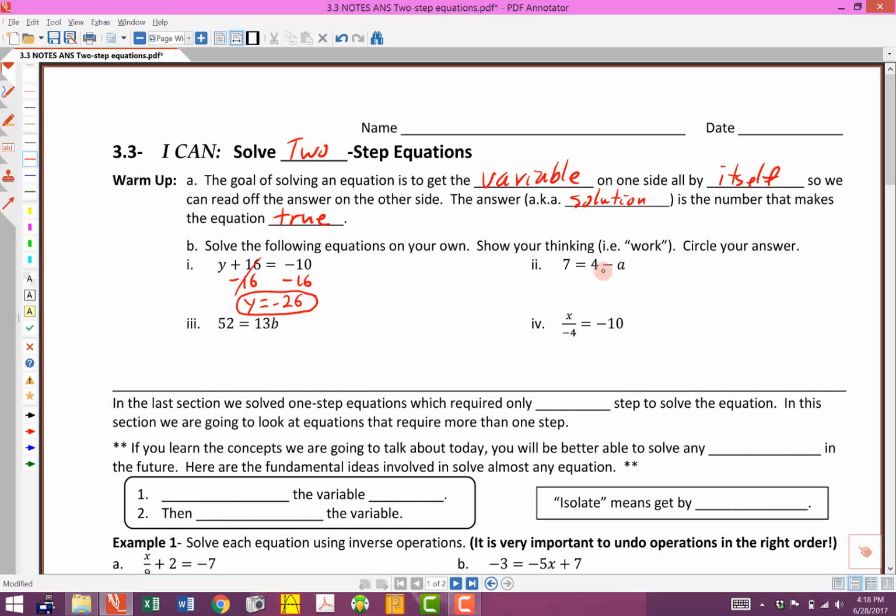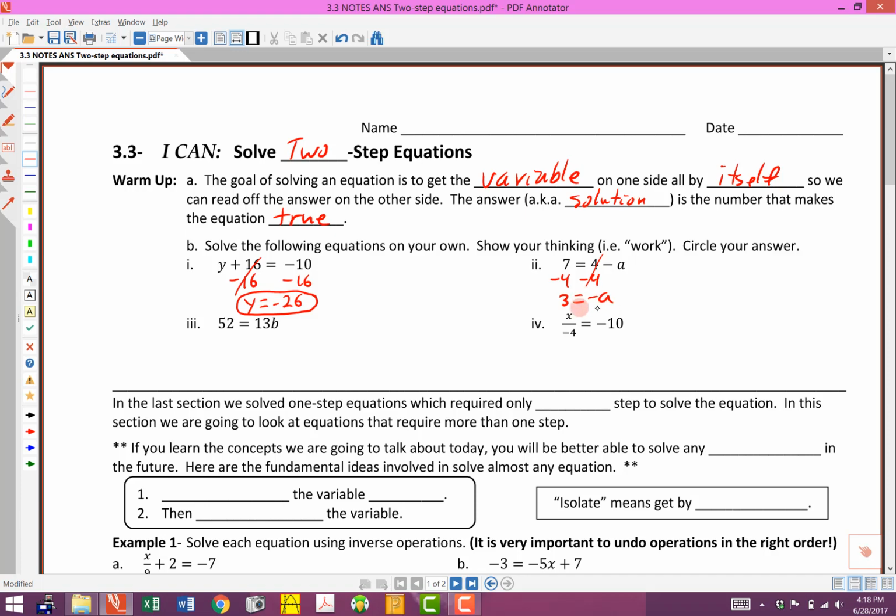On this problem right here, I need to get rid of that 4. Now that's understood to be a positive 4. There's no sign in front of the 4, so that's going to be a positive. So I'm going to subtract 4 from both sides. That's going to give me a 3 on this side. Remember, those cancel to be a 0. And I get negative a.